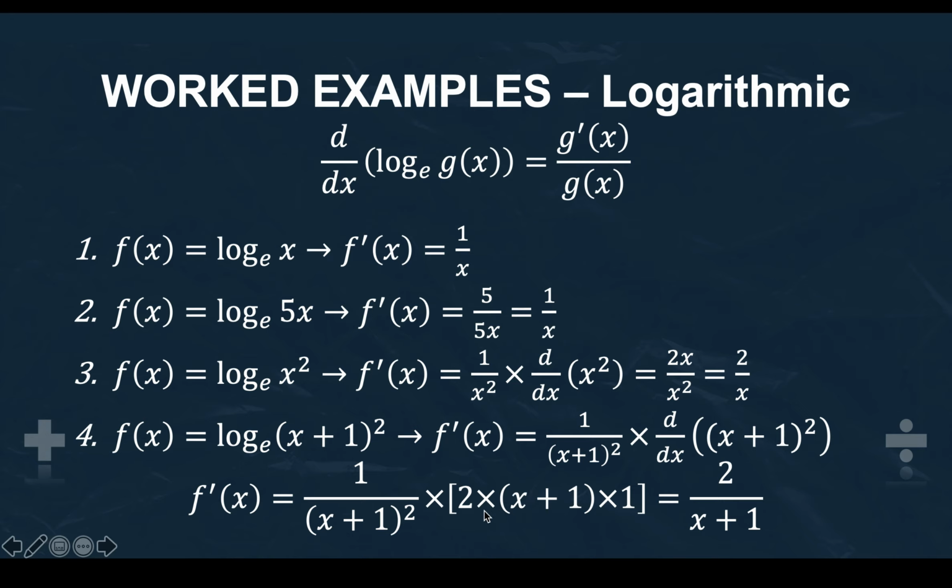And again, it's shown here. Quick reminder, you grab the power, you throw it out front, and you decrease it by 1, and you times the output by the derivative of the inside, which in this case is just 1. Okay? So, we're left with 1 divided by (x plus 1) squared, times 2 times (x plus 1) times 1. Now, after a bit of simplification, you notice that this x plus 1 term actually cancels out with one of these x plus 1 terms. So your final answer is 2 divided by x plus 1.